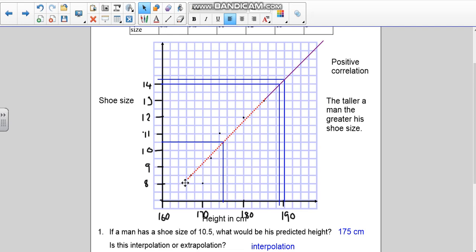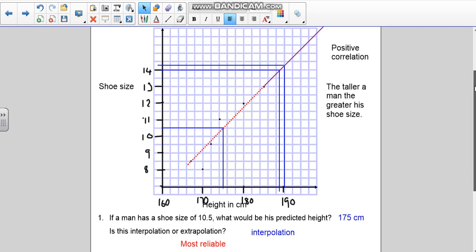Again, your line might not be exactly in the same place as mine, and your answers might not be exactly the same as mine, but they should be close. So, reading from my graph, a shoe size of 10.5, well here's 10.5, if I read across and come down, I get 175 centimetres. This is in the middle of my points, it's within my range, it's between some points, so this is interpolation. We'll come to the reliable bit in a minute.